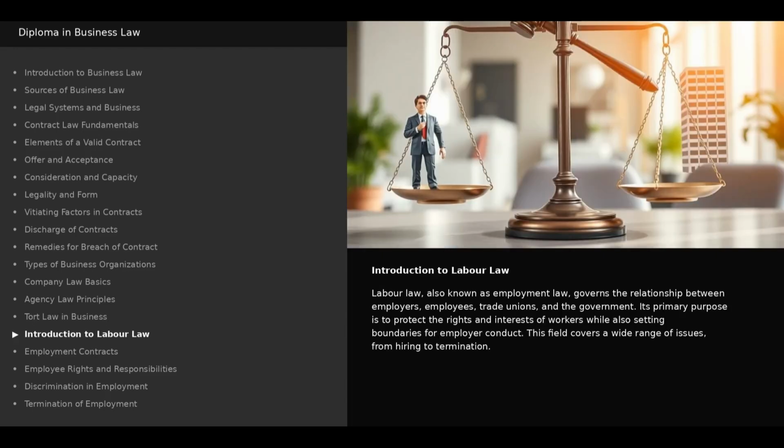Introduction to labor law. Labor law, also known as employment law, governs the relationship between employers, employees, trade unions, and the government. Its primary purpose is to protect the rights and interests of workers while also setting boundaries for employer conduct. This field covers a wide range of issues, from hiring to termination.